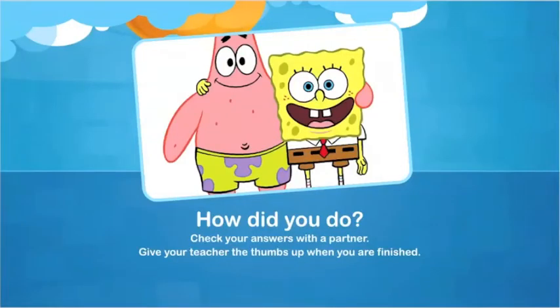Let's see how you did. Check your answers with the partner nearby you on the carpet. Give the substitute the thumbs up when you're finished discussing your charts.